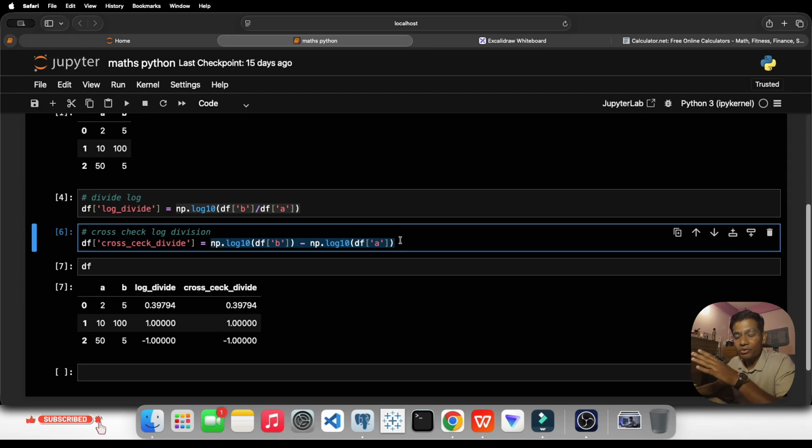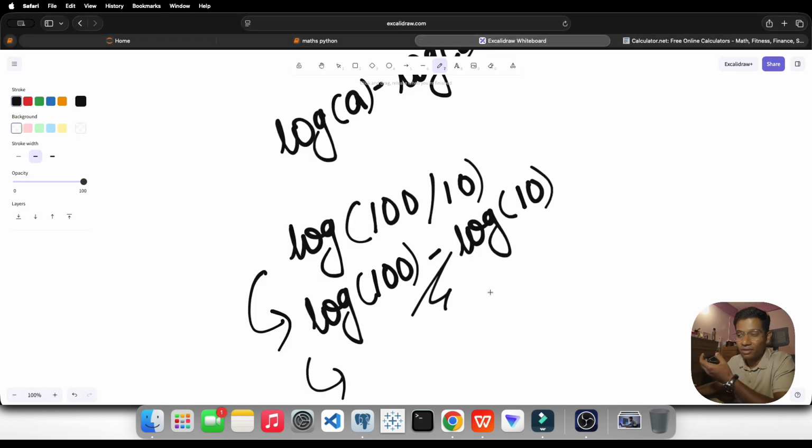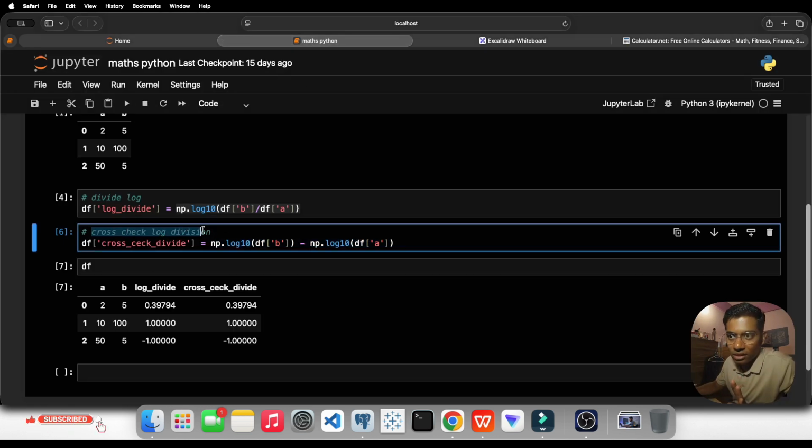So from here you can understand how Python works behind the scenes. Actually, Python will take this data and do the same thing that you are seeing here in the cross check part. I have just shown you how it is correct, and whether all those things that we have learned on the whiteboard are correct or not, because this is a cross check part. So that is all about the log division topic that we have learned today.